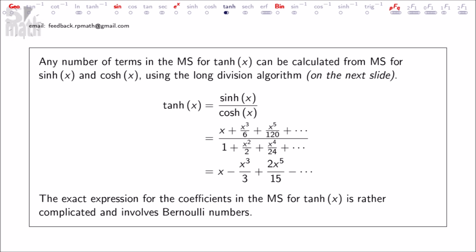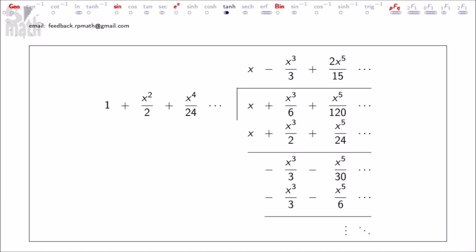The exact expression for the coefficients in the Maclaurin series for hyperbolic tangent is rather complicated and involves Bernoulli numbers. Using the long division algorithm.